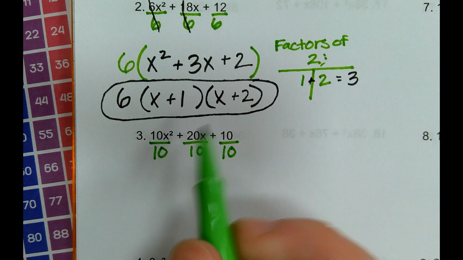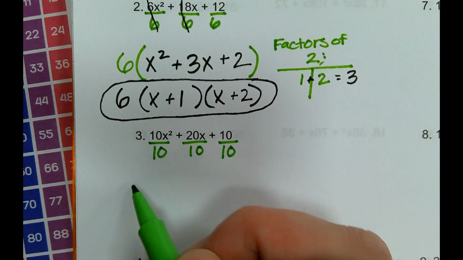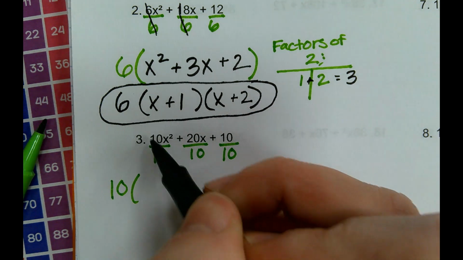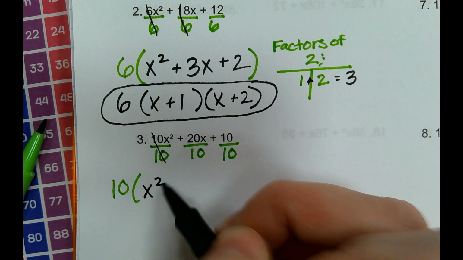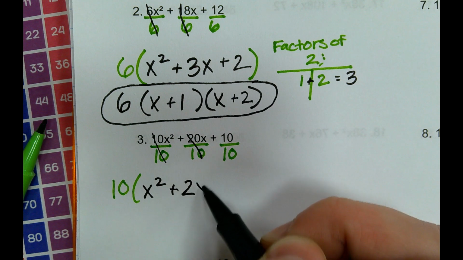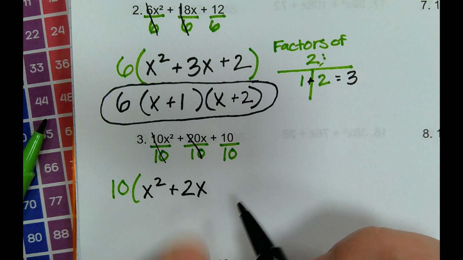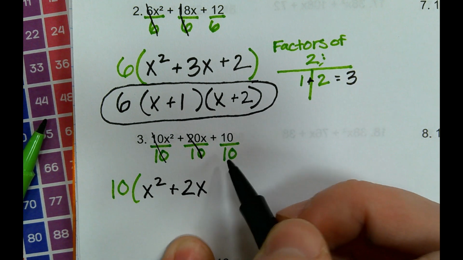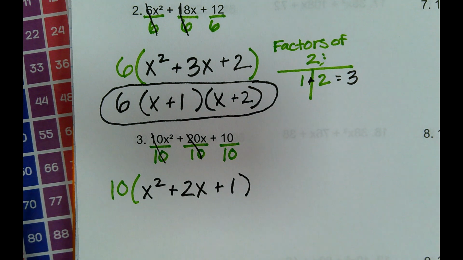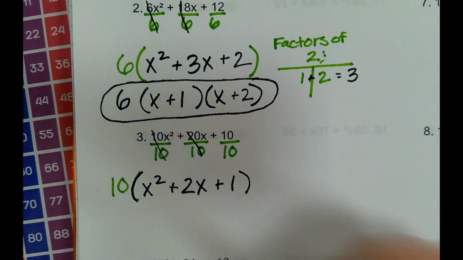So let's see. This is going to give me 10 on the outside with x squared plus 2x, because 20 divided by 10 is 2. And then 10 divided by 10 is 1.